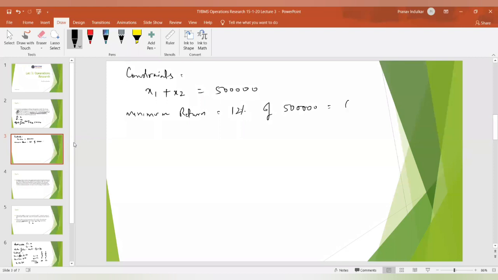That is equal to 60,000. Is that clear? But how will we write it now? For returns, what did we have? Not 0.09%, but 0.09 x1 plus 0.15 x2. Okay, minimum return means we need 60,000, so anything above that will also work, right?